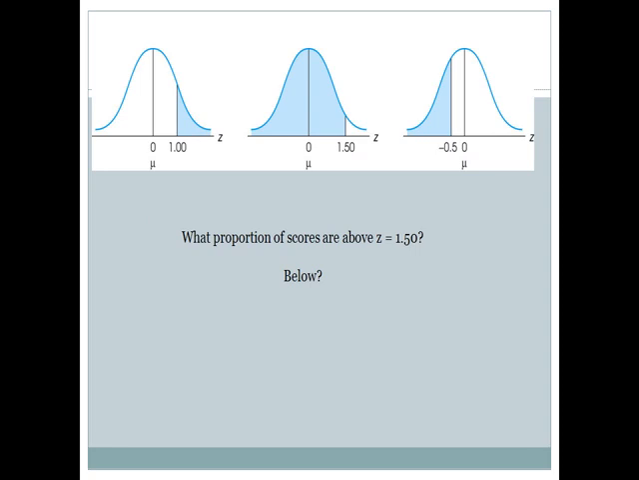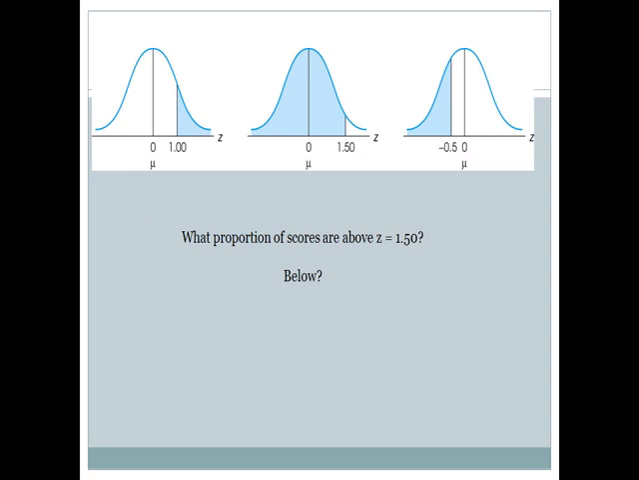Let's look at this visually using some graphs. So if I ask the question, what proportion of scores are above a z-score of 1.50? Well, that's that answer we got a second ago, 0.0668. What proportion of scores are below? It's 0.9332.